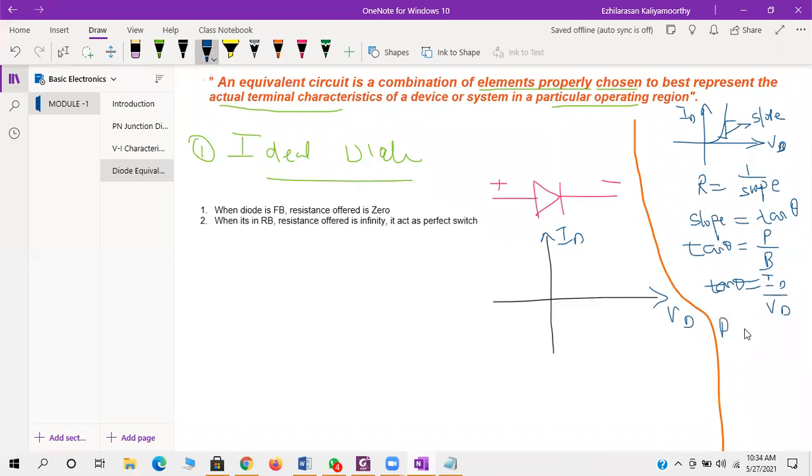So R is equal to 1 by slope. Then this will become R is equal to VD by ID. I hope you got it now, right? So this is nothing but the resistance actually. So here from this, I'm saying R is equal to VD by ID. Now what is the ID? What is the resistance here?